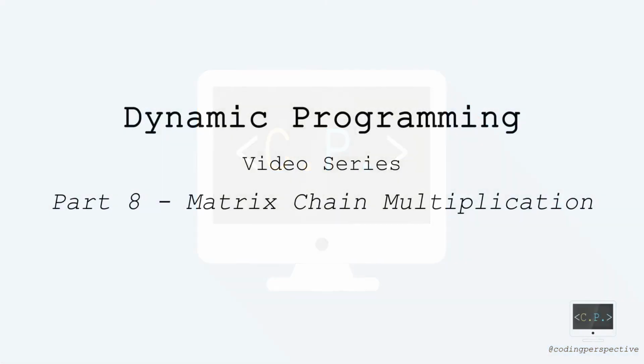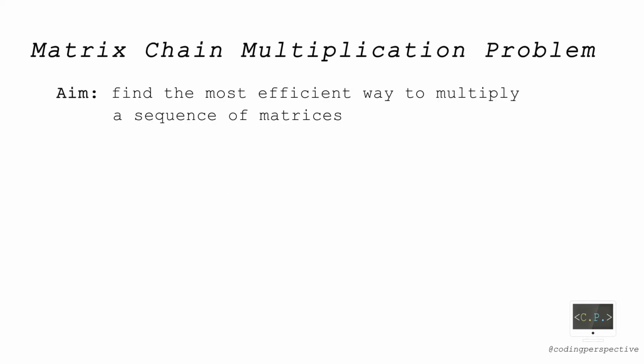Hello everyone, this is the 8th video of Dynamic Programming Algorithms video series. In this video, I will introduce the matrix chain multiplication problem and show how to solve it by using dynamic programming. This is an optimization problem to find the most efficient way to multiply a sequence of matrices.